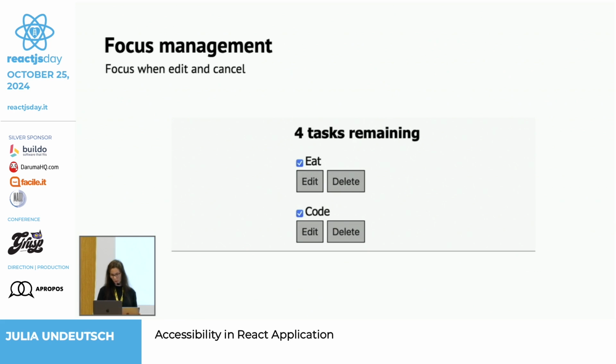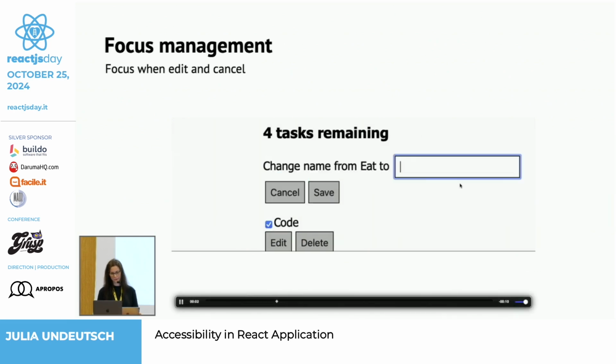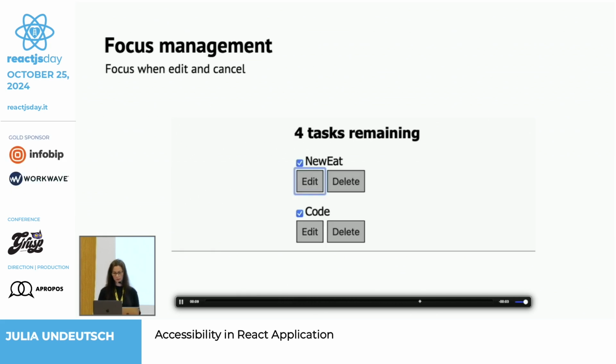So this is how I would assume it to work. Focus was immediately on the input field visually. Focus is back on the edit button. When we want to cancel, it was on cancel and back on the edit button. And I think it was for the keyboard user very clear where they are with the keyboard.